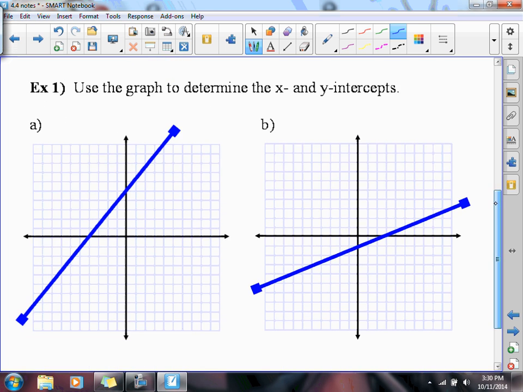So let's take a look at these graphs and see if we can find the x-intercept and the y-intercept. So for part A, if we're going to find our x-intercept, we want to look at our x-axis, and then we can just basically count back to right there. That's where the line crosses the x-axis. 1, 2, 3, 4. Looks like it's at -4. So -4, 0 would be my x-intercept.